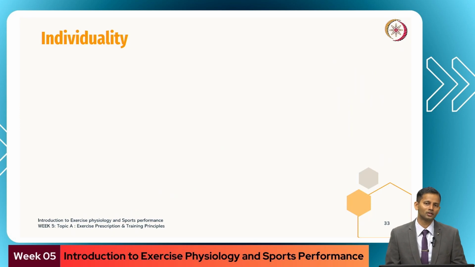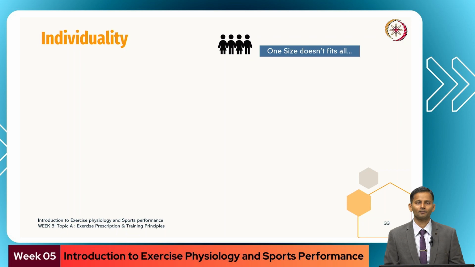Let's proceed further. The second principle is the principle of individuality. What do you mean by individuality? Just remember this phrase, one size doesn't fit all. So if you have multiple athletes in your gym, you cannot make the same training program for all these individuals, and even if you make the same training program, you cannot expect the same type of outcome from these individuals. So every individual is unique, that one needs to remember.